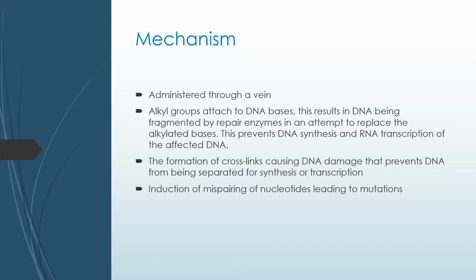The mechanism that cisplatin uses is that the alkyl groups attach to DNA bases, which results in DNA being fragmented by repair enzymes in an attempt to replace the alkylated bases. This prevents DNA synthesis and RNA transcription of the affected DNA. Another form is the formation of crosslinks causing DNA damage that prevents DNA from being separated for synthesis or transcription. Induction of mispairing of nucleotides leading to mutations.